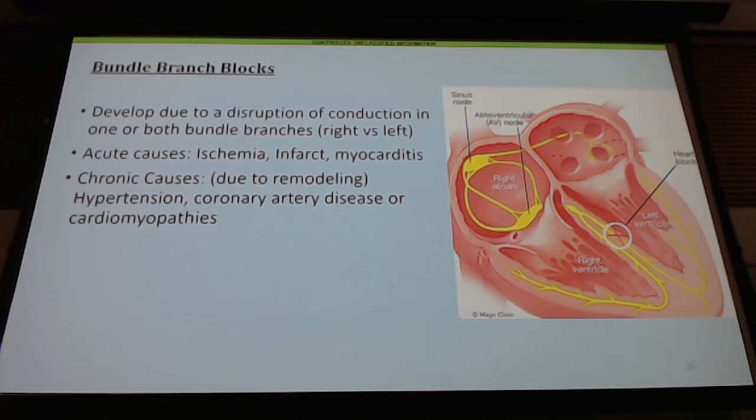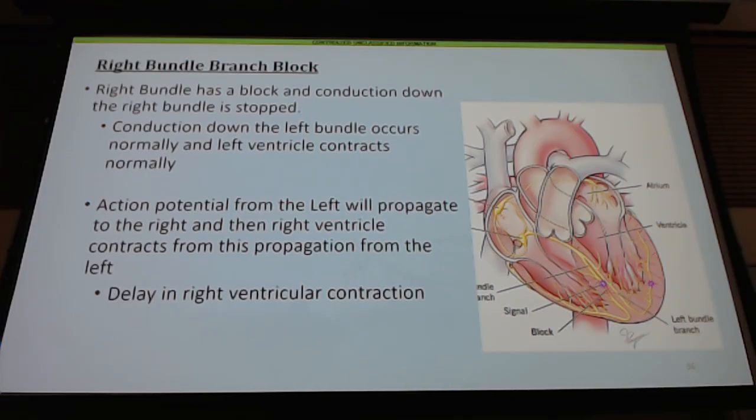But when we get that conduction block in the right bundle, the conduction of that action potential terminates coming down the right bundle. It will go down the left bundle normally, and then it has to rely on myocyte to myocyte communication over to the right. So the depolarization of the right ventricle requires that communication from the left. And that's going to, of course, delay that coordinated squeeze of the left and right.